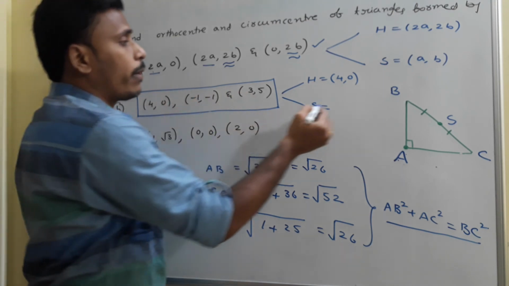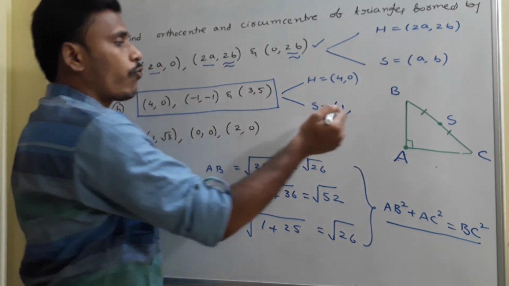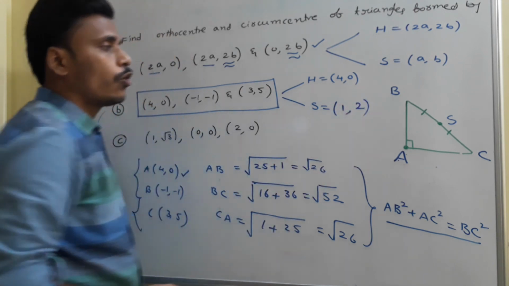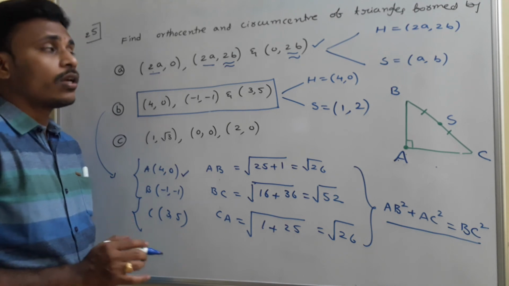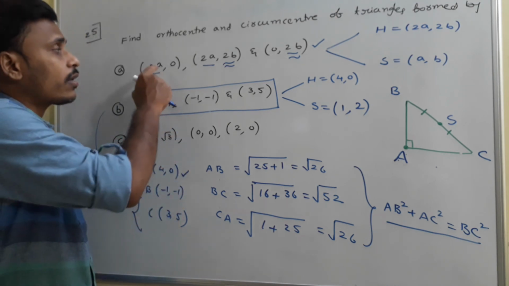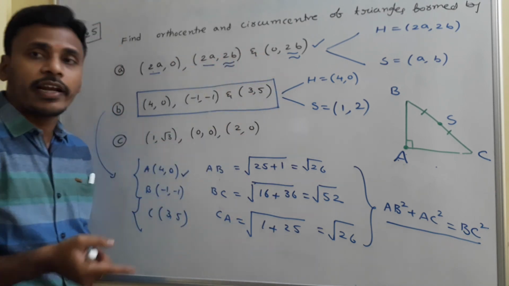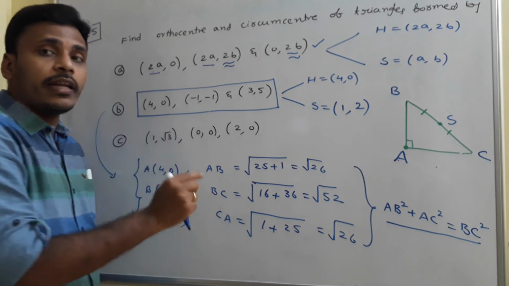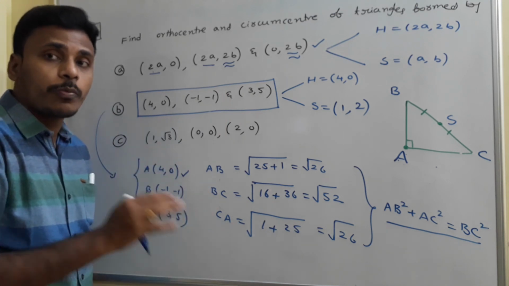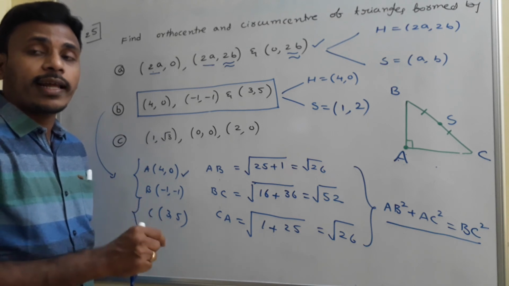x1 plus x2, 3 minus 1, 2 by 2 is 1; y1 plus y2, 5 minus 1, 4 by 2 is 2. So (1, 2) is the circumcenter. Okay, just have a look. If the vertices of a triangle are in this format, surely it is a right angle triangle. If the vertices are not in that format, then it may or may not be a right angle triangle, we don't know. But we need to check whether it is right angle or not.